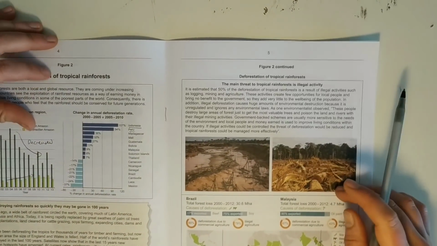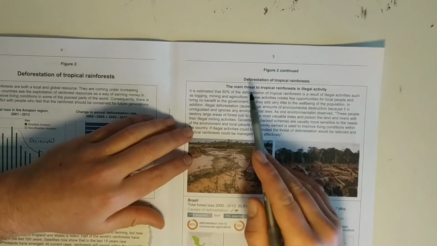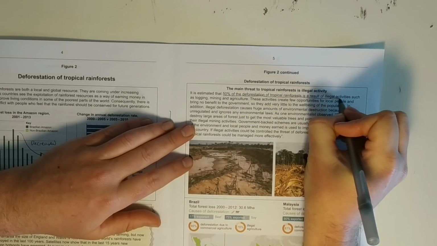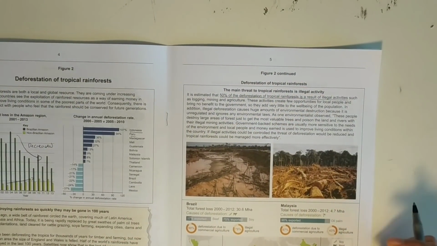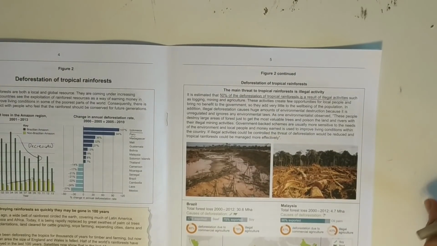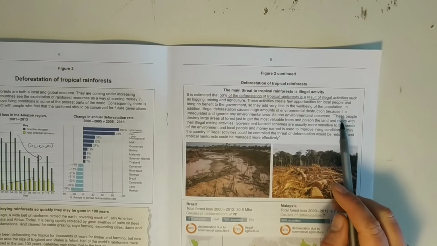Okay, let's move on to developing this idea that illegal activity is our big problem. 50% of deforestation of tropical rainforests is a result of illegal activities. Remember, when we see illegal activities, that means it's non-regulated, so people can, for want of a better word, go wild with the amount of deforestation that takes place. Whereas in some parts of the world they have rules where if you chop one tree down you have to plant another somewhere else. If we have illegal logging activities, that doesn't have to be adhered to.